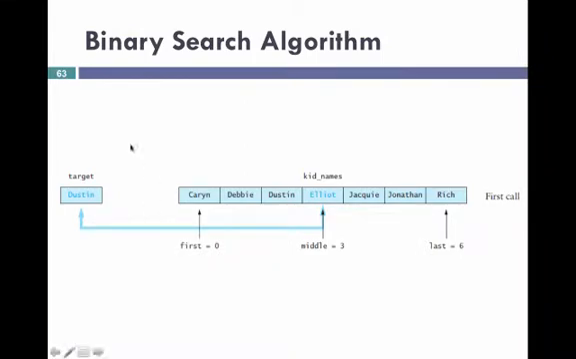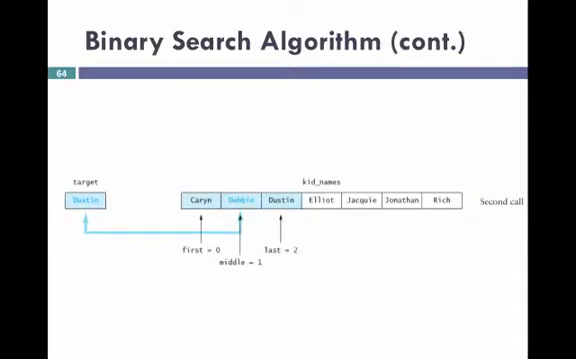So here's an example of searching for the target Dustin, and here's a vector of names. First, middle, and last are indexed to the first, middle, and last elements. We'll start our search by looking at the middle, comparing Dustin to Elliot. Since Dustin is less than Elliot, we'll make a recursive search on the items before Elliot.